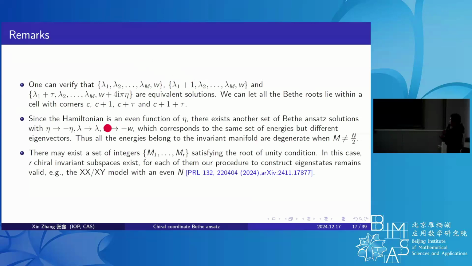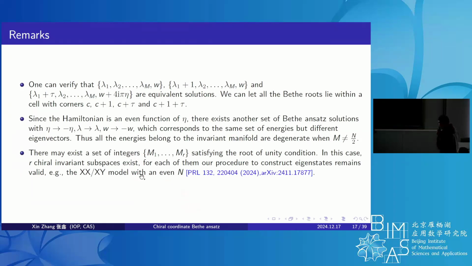Another one is that the Hamiltonian is an even function of eta. So there also exists another set of Bethe ansatz solutions: if we change eta to minus eta, w to minus w, but lambda is still the same, they will give us another Bethe state. These states correspond to the same energy, but different eigenstates. So if M is not n over 2, all the energies belonging to the invariant manifold are degenerate.